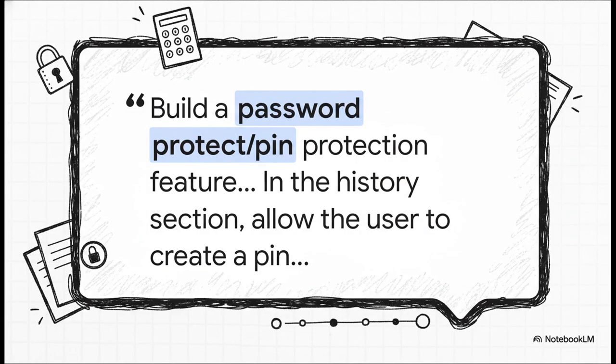Let's just take a quick look at the prompt for that security feature. And again, you can see how being specific really helps. We tell it exactly where to put the feature and exactly how it should work, letting a user pick certain documents and lock them with a pin. And the AI just goes and builds exactly that.